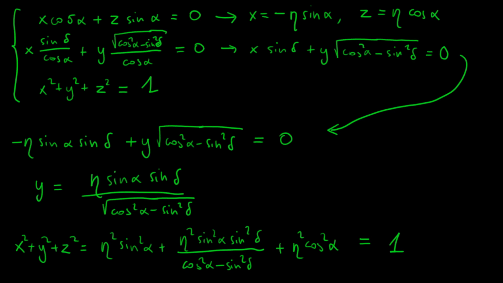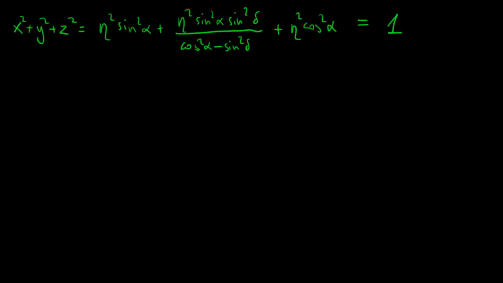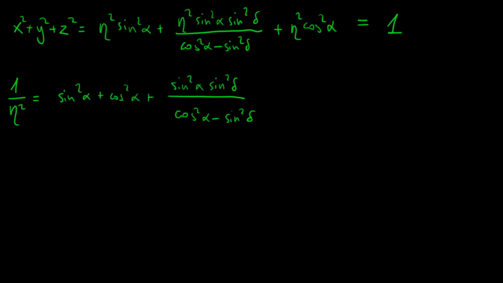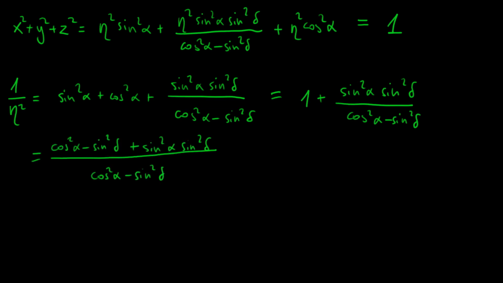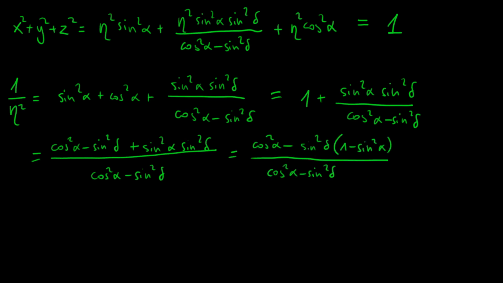This looks a bit intimidating, but actually a lot can be simplified here. Let's start by copying all of this to an empty screen again. Now dividing both sides by eta squared, we get this. The sum of sine squared and cosine squared of the same angle is always 1, so we can use that. And after bringing the terms to a common denominator, we get this expression. This can be simplified by extracting a common factor of sine squared of delta.